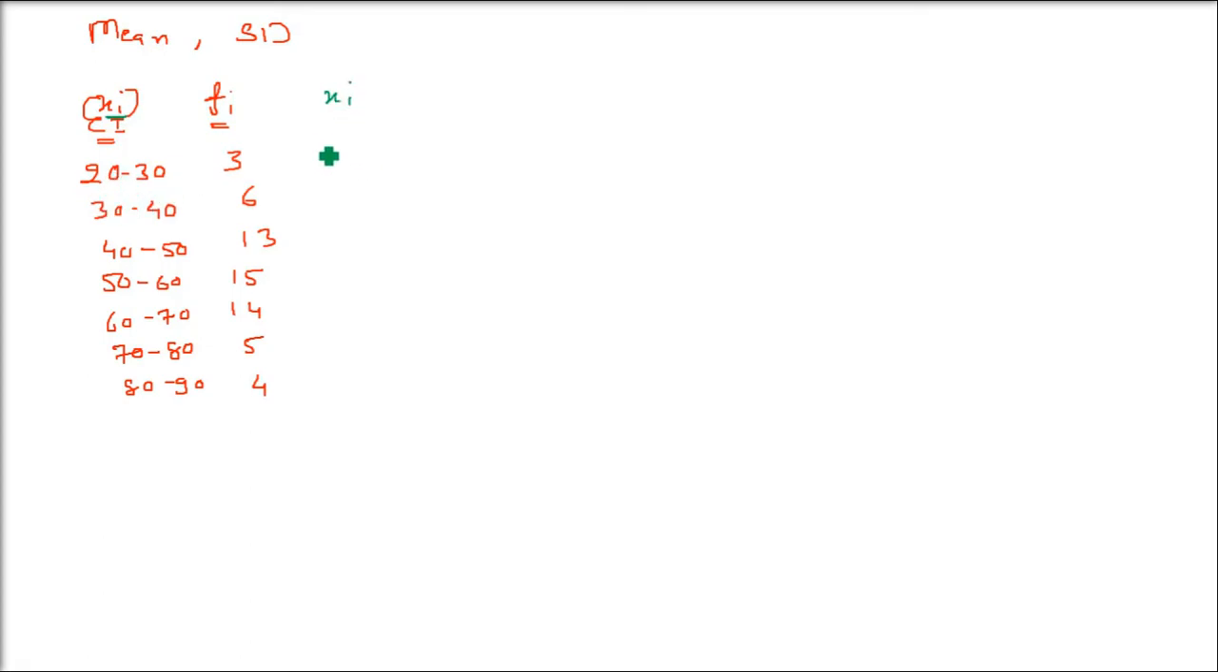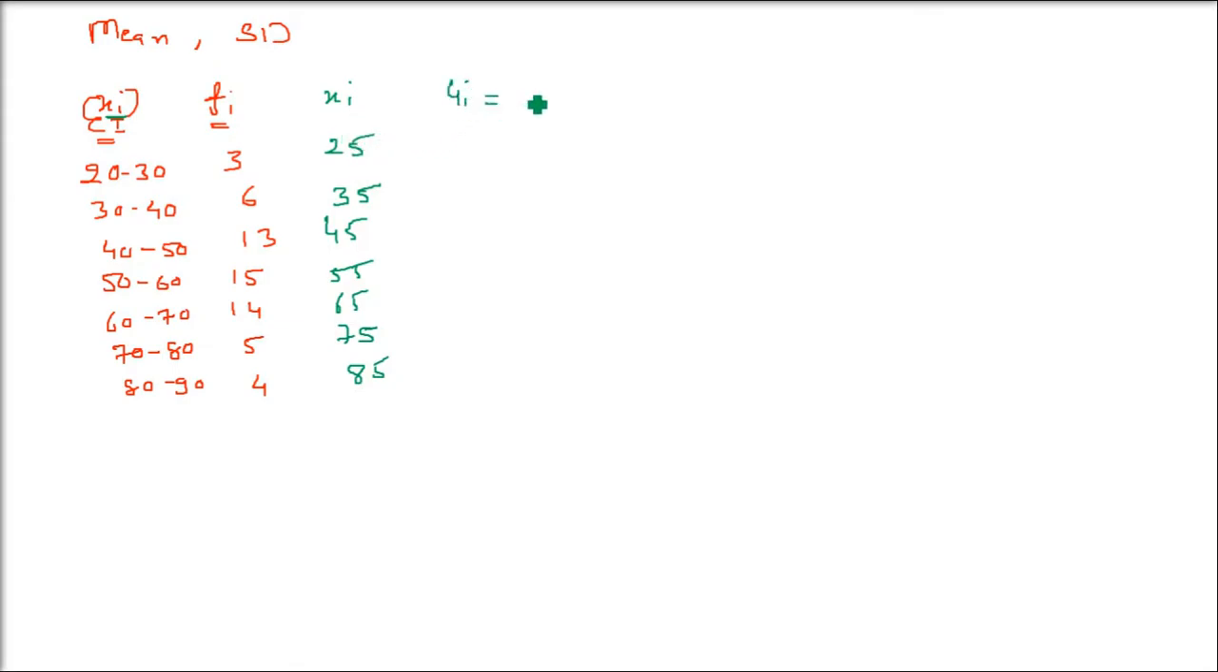So what is xi first? Lower limit plus upper limit by 2. 20 plus 30 by 2 is 25. 30 plus 40 by 2 is 35. 40 plus 50 by 2 is 45, like this. All the way to 80 plus 90 by 2, which is 85. This is your middle value. Now we can work with it.